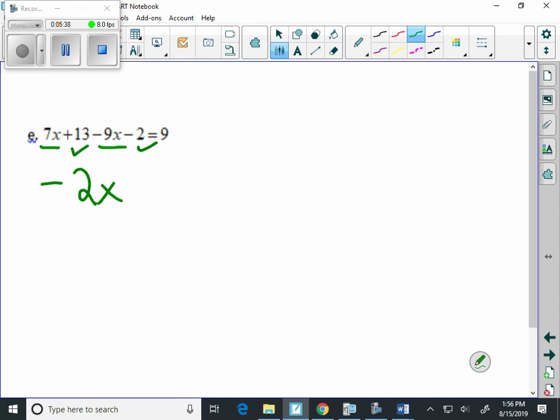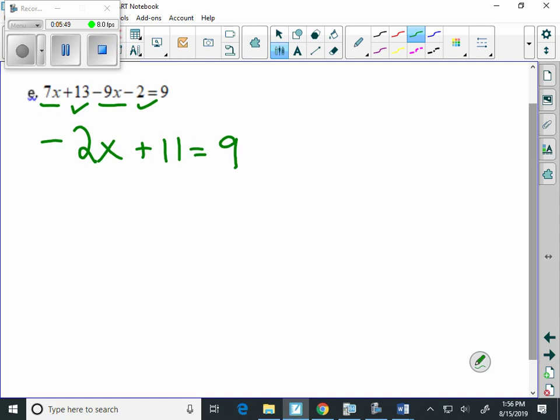13 minus 2 is 11. And then we equal 9. So once we combine the like terms, then we can solve this equation. We're going to move the 11. We're going to subtract 11 over to the other side so we can get the variable by itself.